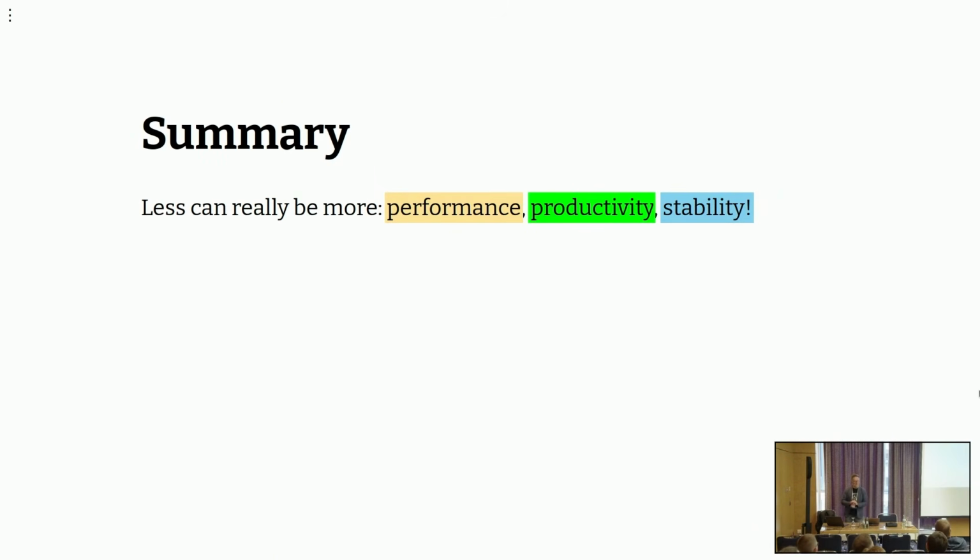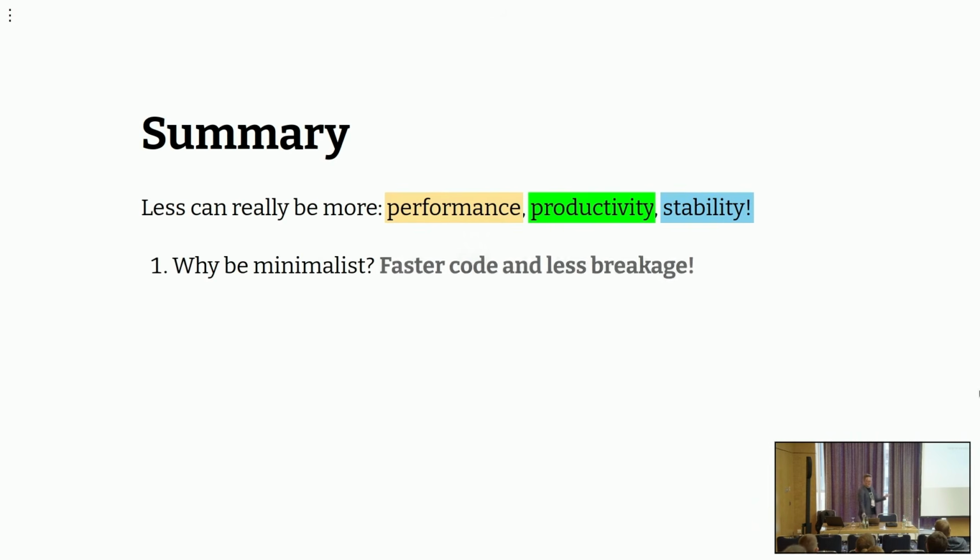So, in summary, less can be more. And we are after performance, productivity, and stability. Why? Well, of course, if we have less code, then we have less stuff that can break, and it's faster because it's not there. What isn't there cannot take up any CPU cycles or eat any frames.